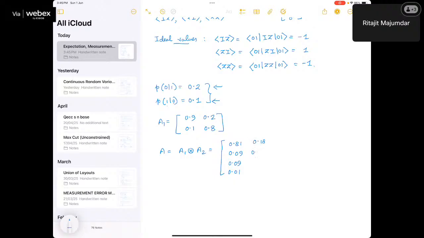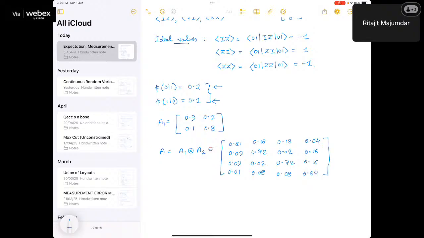0.18, 0.72, 0.02, 0.08, 0.18, 0.02, 0.72, 0.08, 0.04, 0.16, 0.16, 0.64.